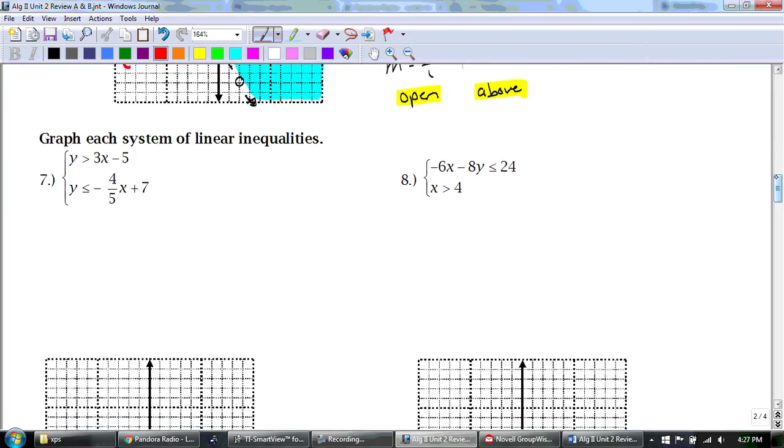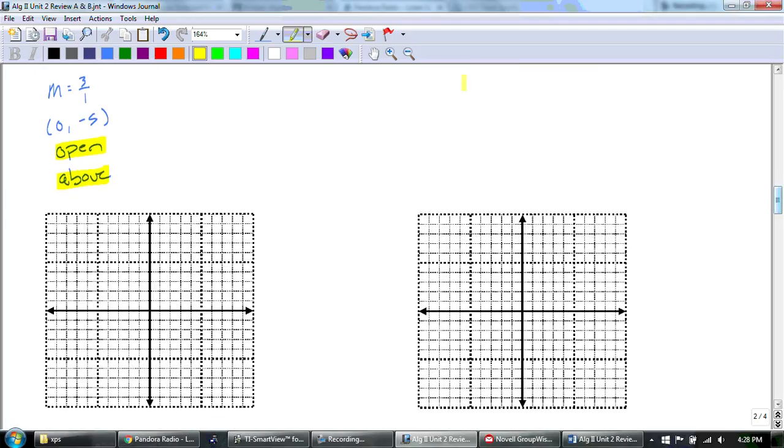Graph each system of the linear inequalities. All right, I like our first one because it's already set up for us. So I'm just going to write the blue part over here. My slope is 3/1. My y-intercept is (0, -5). It is open, and I shade above. Remember, for that last part, we're looking at the inequality symbol.